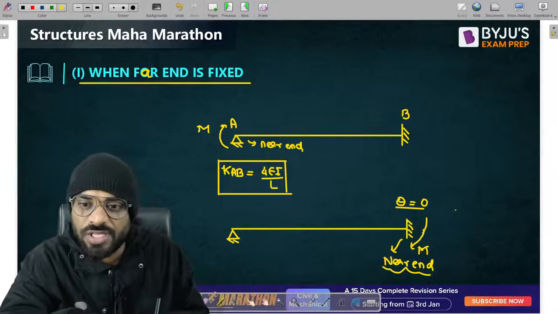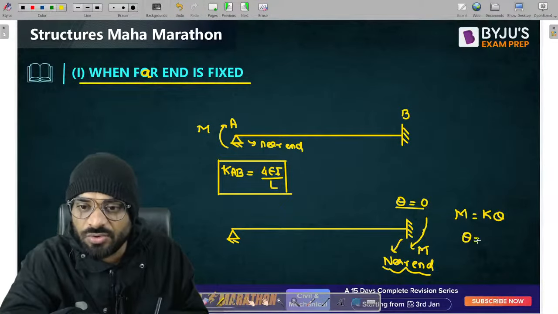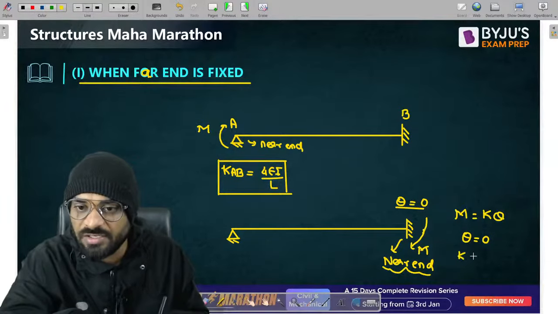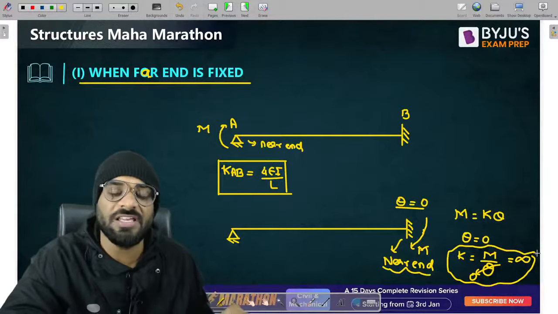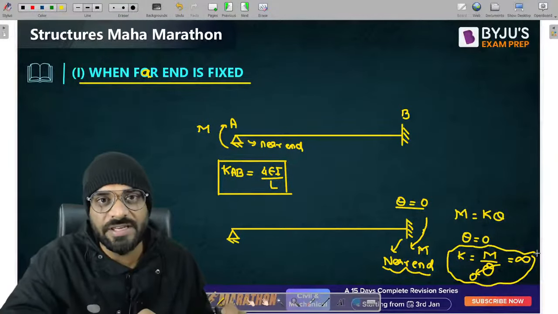If theta is 0, then what is our formula? M is equal to K into theta. If theta is already 0, which is known to us, we can write K is equal to M by theta. And M by theta, theta means 0. If theta is 0, then K is equal to how much? Infinity. Now you are able to understand guys.